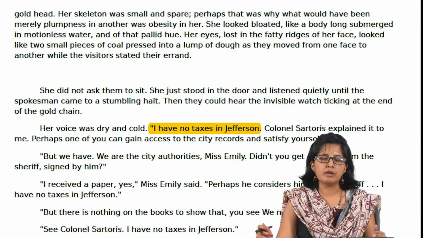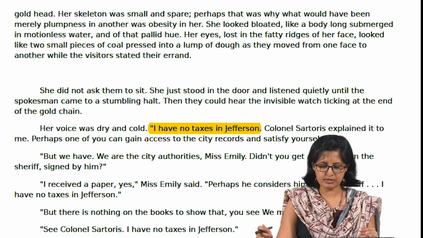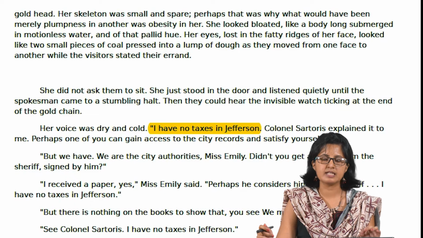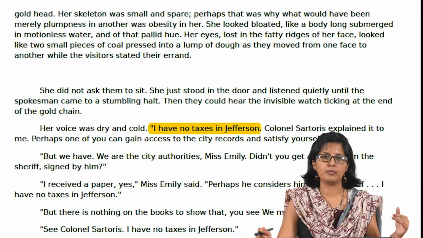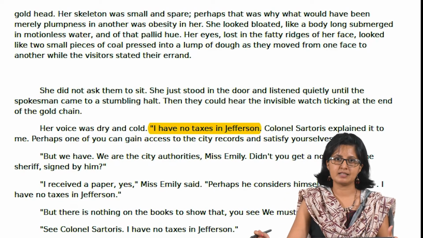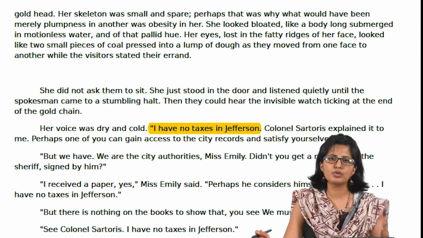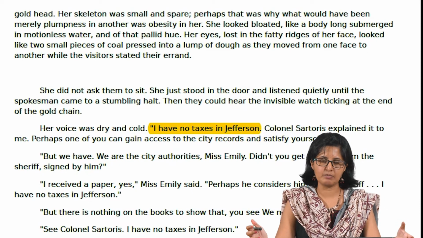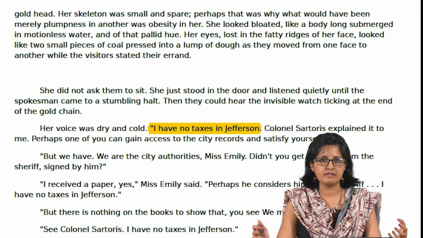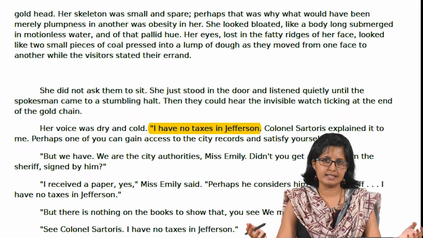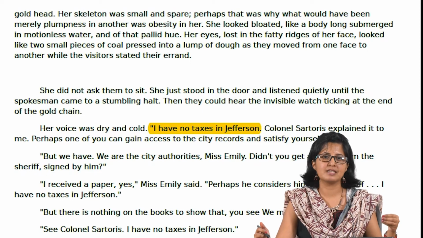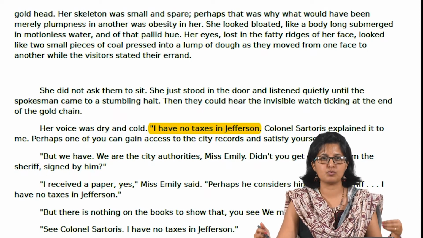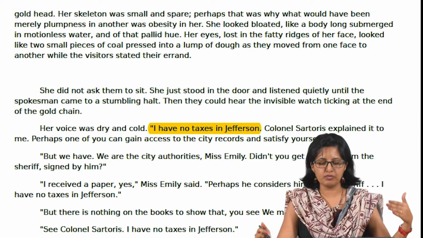When these men came to Emily's house to demand taxes, she has the audacity to tell them, I have no taxes in Jefferson, because she continues to believe in the old order where her father was exempted from taxes. And we also get to know that she is totally unwilling to change with the times, and she is extremely insensitive to the law of the land, and she thinks that she continues to enjoy certain privileges and certain positions and certain exemptions which were handed down to her over generations.